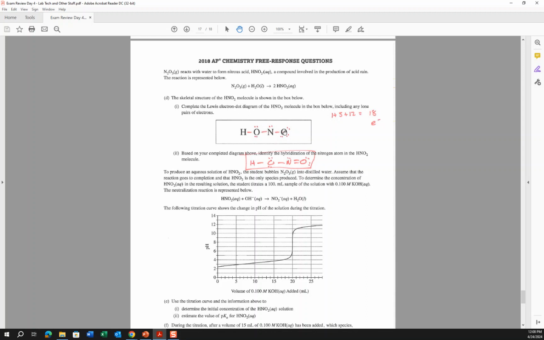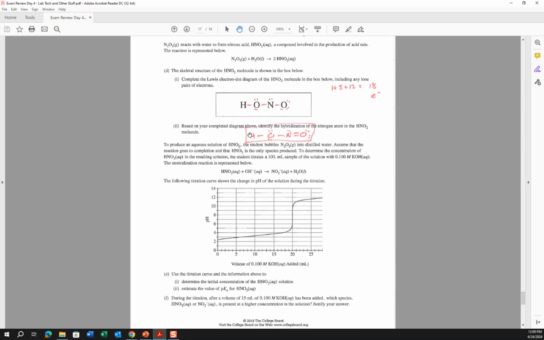If we draw single bonds and then we add lone pairs to the must-have 8s, we have 18 electrons here, but the reason why it's not right yet is nitrogen doesn't have 8 yet, so we have to make one of those lone pairs a double bond. So there would be kind of the final structure there, okay?